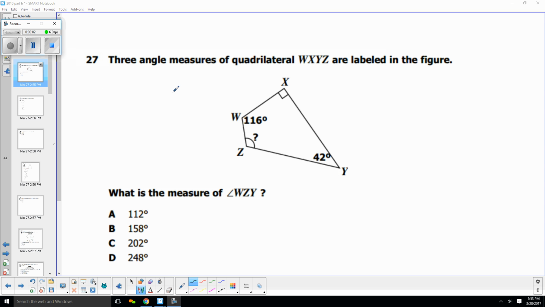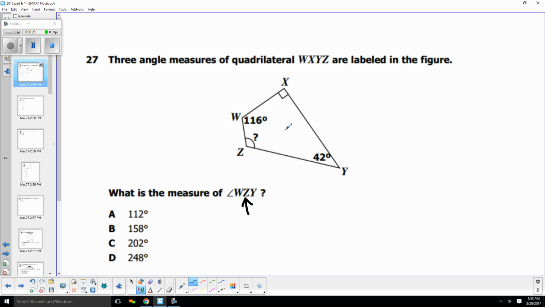Number 27. Three angle measures of the quadrilateral WXYZ are labeled in the figure. What is the measure of WZY? When they give this, remember that the middle letter is the angle they're looking for. The W and Y just start from one point and end at a point to tell you where the angle is. So this is the angle that I'm looking at.